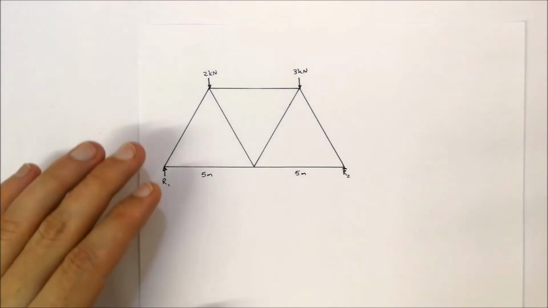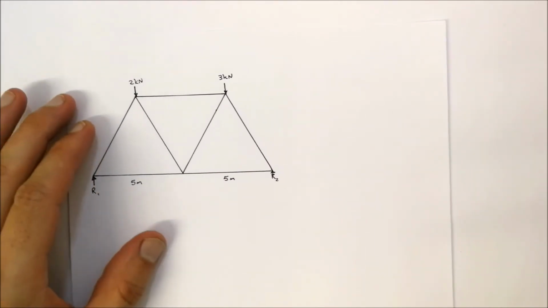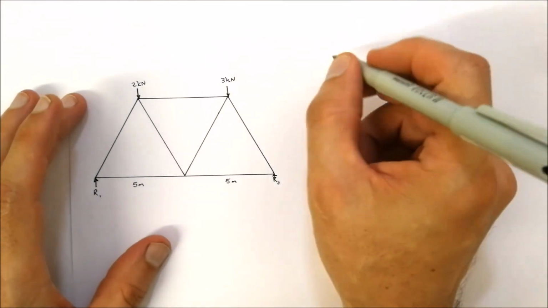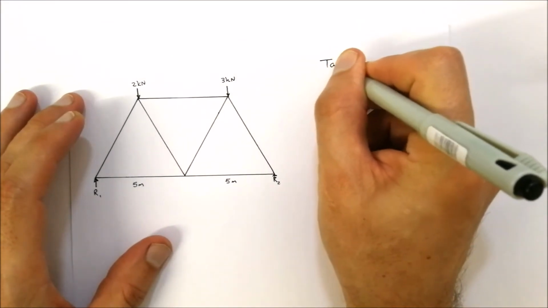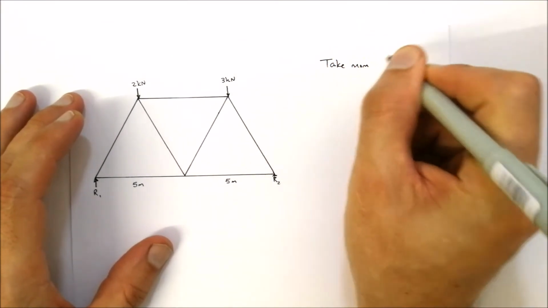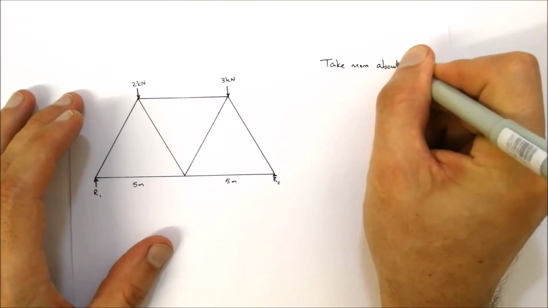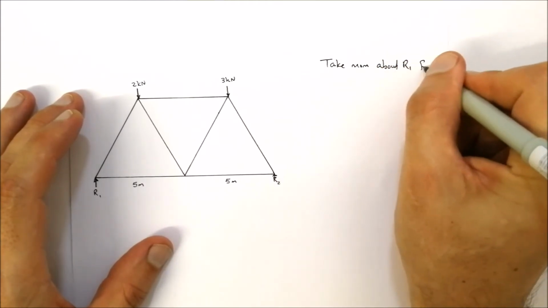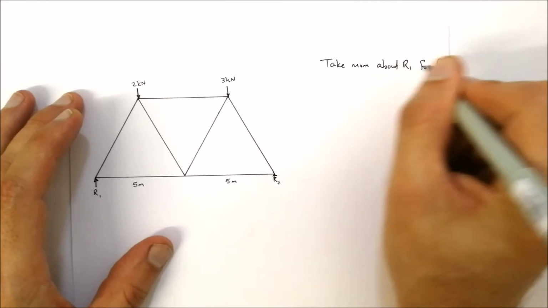As we did with the one-dimensional beams, we're going to take moments about R1 for R2.